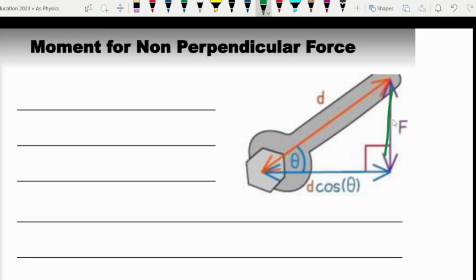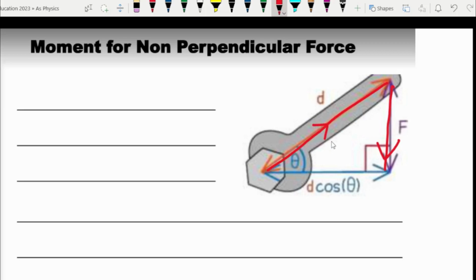Now if you check out the diagram, what you see is we have a force. Let's say a force is being applied by a person on the spanner. This is the distance from the pivot. Okay, once again, this is your pivot, and the distance between the line of action of force and the pivot is given as distance d. But if you take a look at the diagram, you'll find out that this is your distance vector and this is your force vector, and these two are not perpendicular to each other.